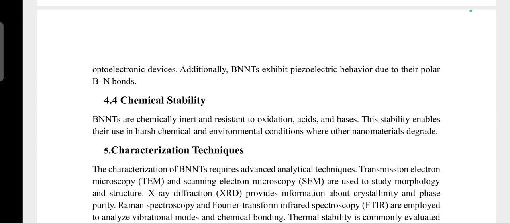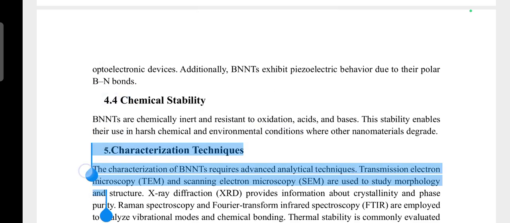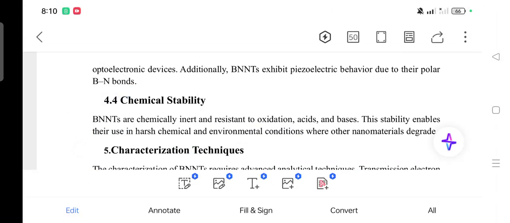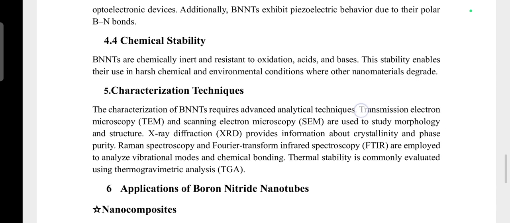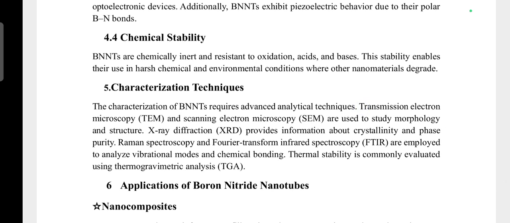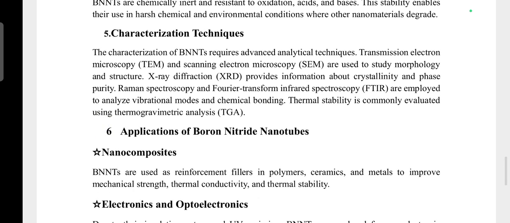Then we will discuss chemical stability. Boron nitride nanotubes are chemically inert and resistant to oxidation, acids and bases. This stability enables their use in harsh chemical and environmental conditions where other nanomaterials degrade. Then we will discuss the characterization techniques.